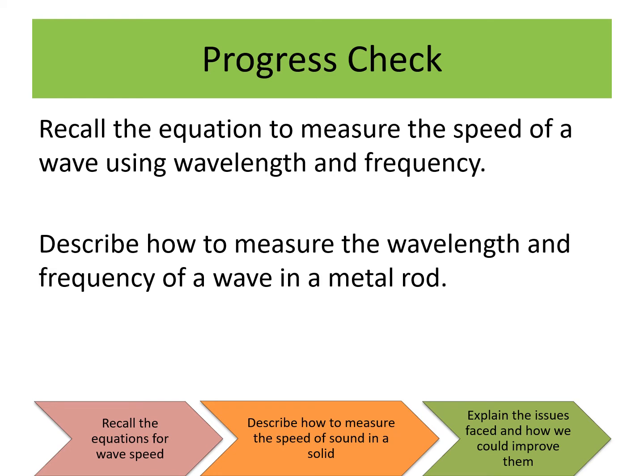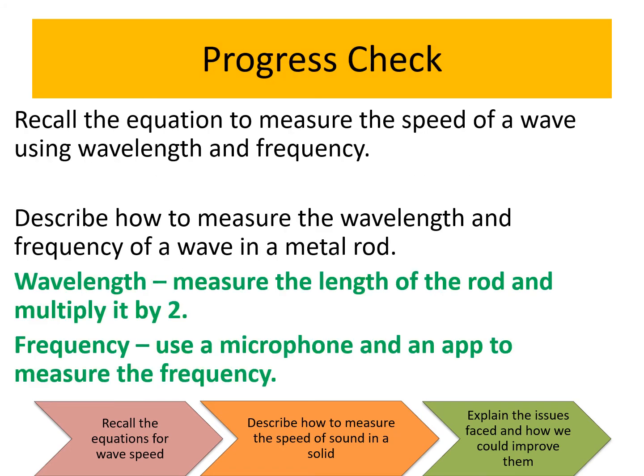Okay, have a go. Okay, so of course the equation for wave speed is frequency times wavelength. Very important that we remember this. And our method, which could easily be in an exam, could easily be a 4 marker or possibly even a 6 marker, is to measure wavelength. We take the length of the rod and we multiply it by 2. Of course, don't forget, if it's in centimeters, we've got to convert to meters. And to measure frequency, it's very simple. We use a microphone and an app.